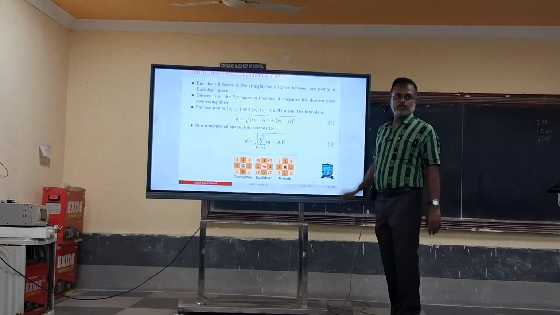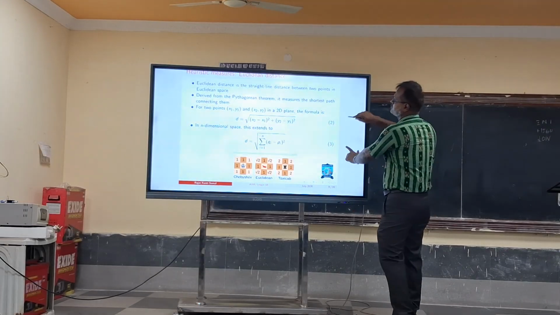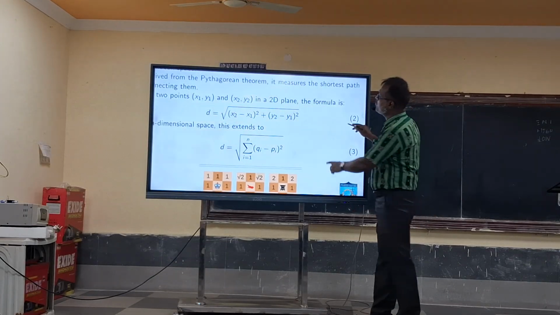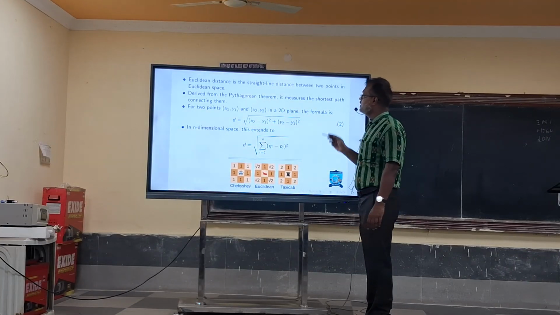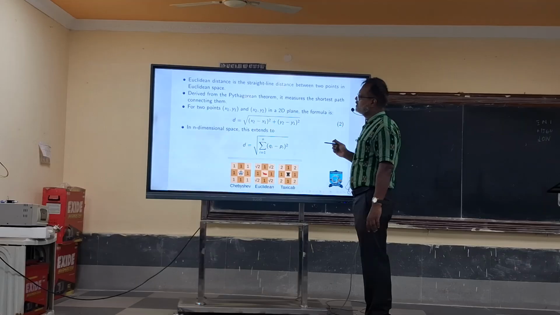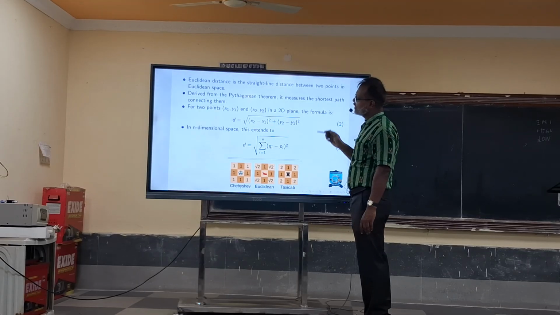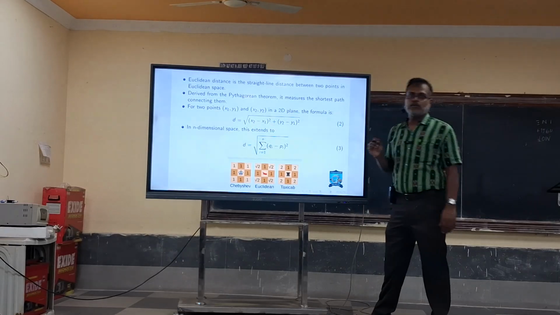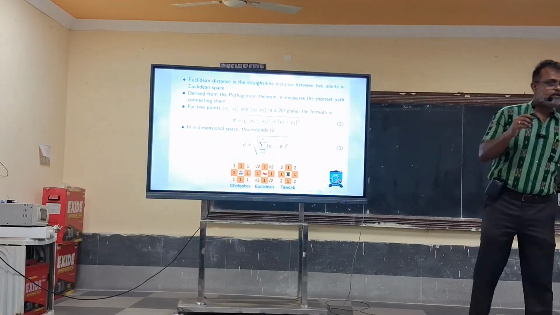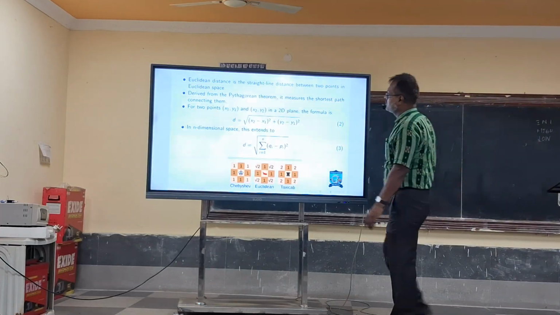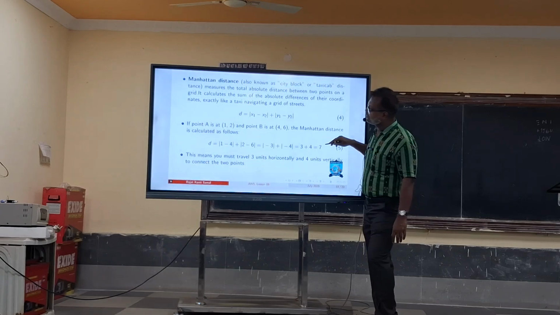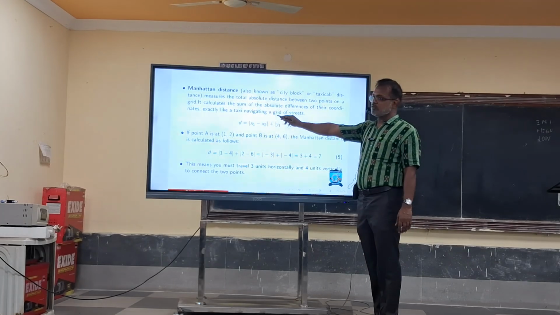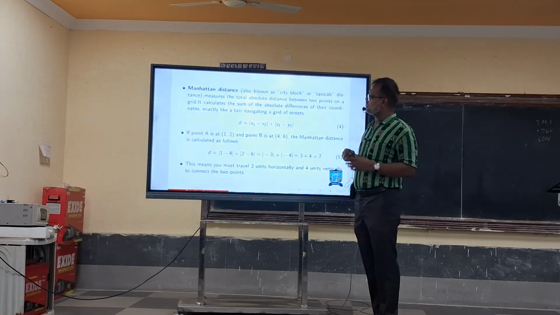Write down this formula for Euclidean distance. For two points (x1, y1) and (x2, y2) in a 2D plane, the distance is equal to the square root of (x2 minus x1) squared plus (y2 minus y1) squared. Okay, write down this. Whereas Manhattan distance is the absolute value of x1 minus x2 plus the absolute value of y1 minus y2.